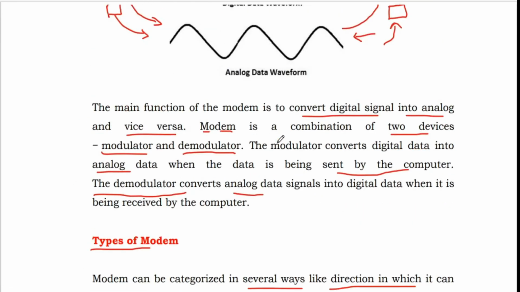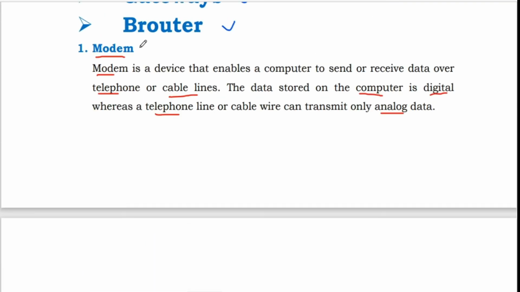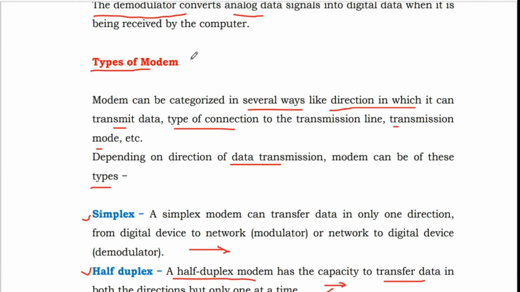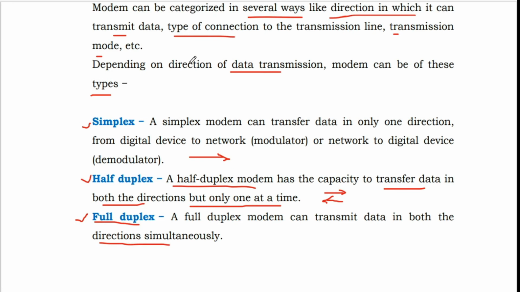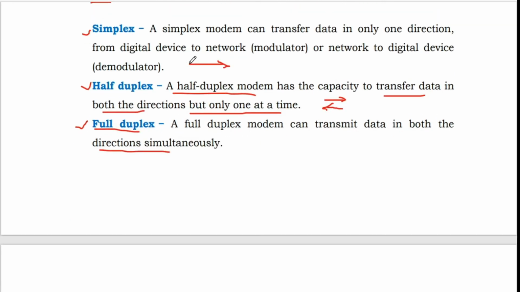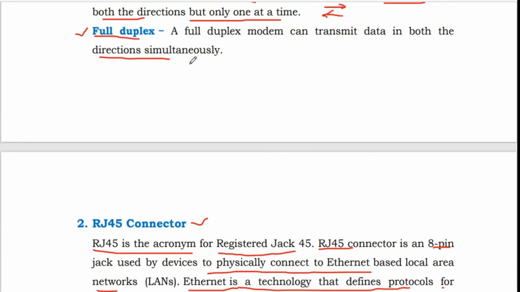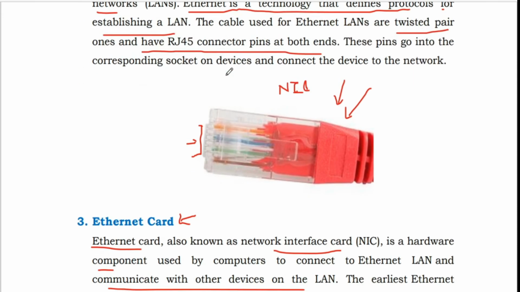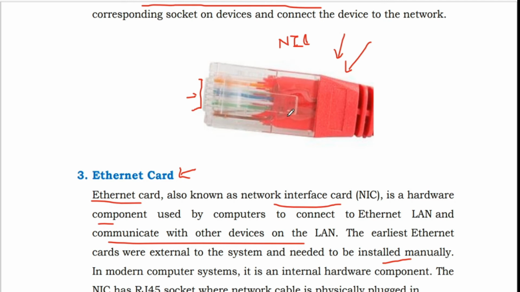So these are the basic hardware components used for connecting devices over a network. One is your modem, which is used as a device to connect your computer to the telephone line, so you can transfer and receive information. The types of modems are simplex, half duplex and full duplex, depending upon the type of communication mode you select. And then you have the RJ45 connector, which is an 8-pin jack used by devices to physically connect to the Ethernet based local area network. This is how the RJ45 connector looks.